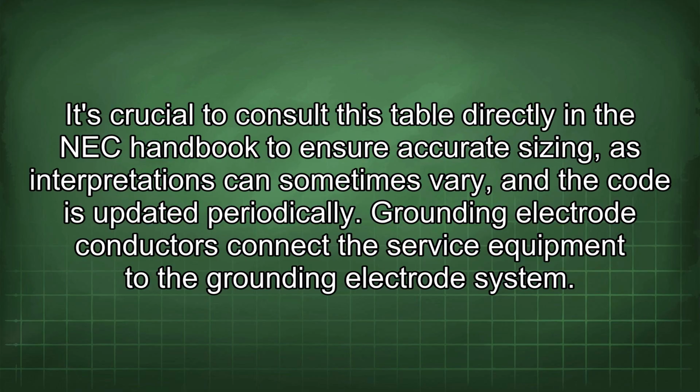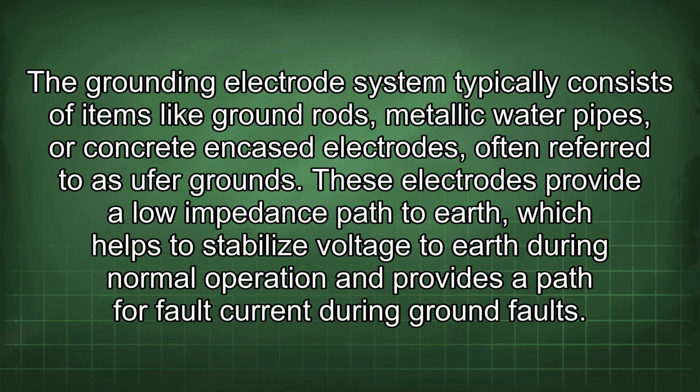Grounding electrode conductors connect the service equipment to the grounding electrode system. The grounding electrode system typically consists of items like ground rods, metallic water pipes, or concrete encased electrodes, often referred to as UFA grounds. These electrodes provide a low impedance path to earth, which helps to stabilize voltage to earth during normal operation and provides a path for fault current during ground faults.